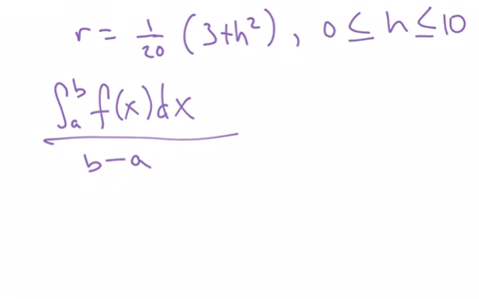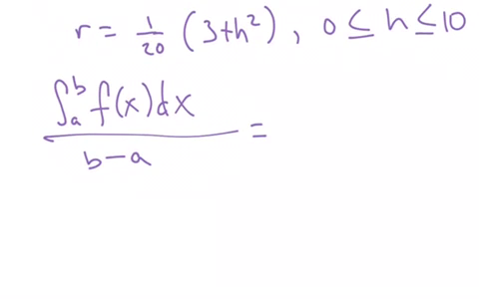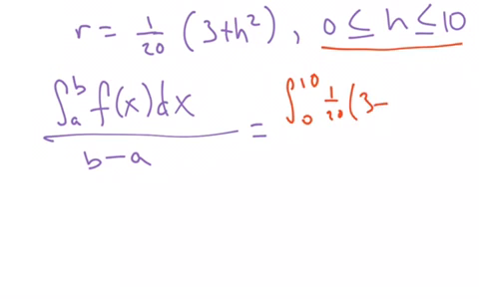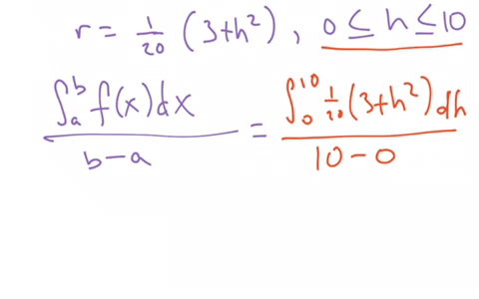Everything up here is given, and we just established that we're going to use this formula here. So let's get to it. We're going to integrate from 0 to 10 of 1 over 20 times 3 plus h squared dx. Oh, I'm sorry, not dx here. We're doing dh. And what's the interval? From 0 to 10.